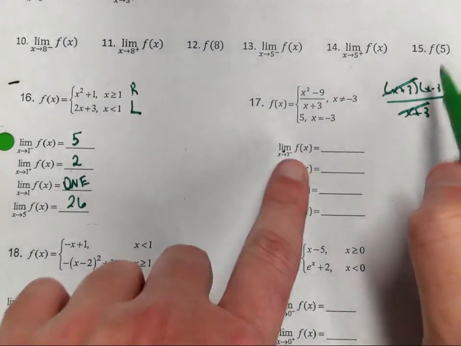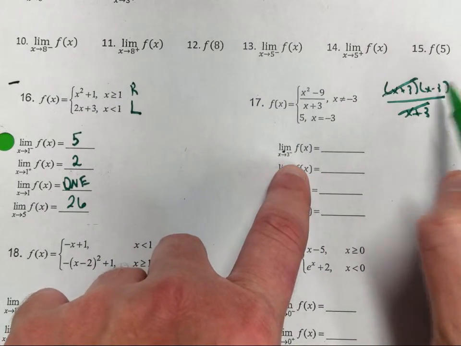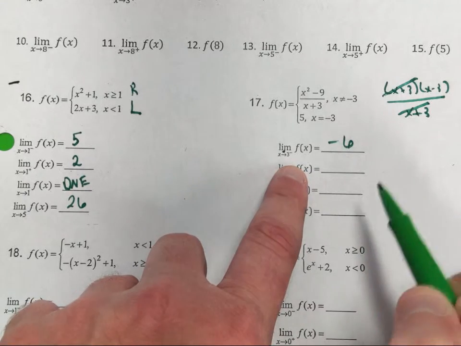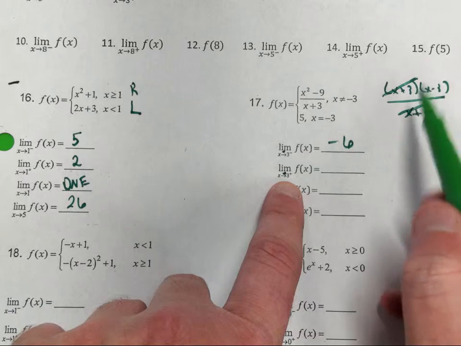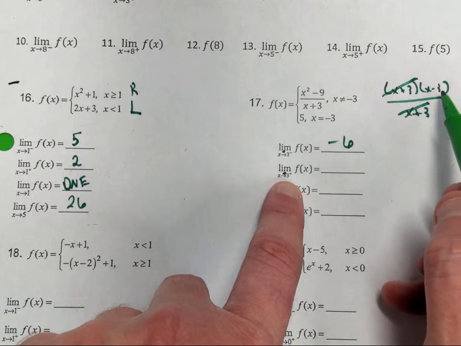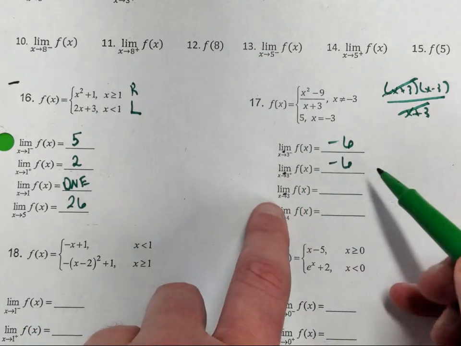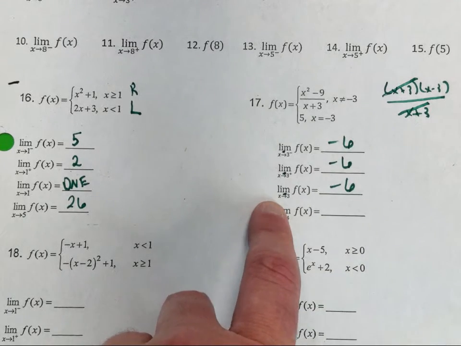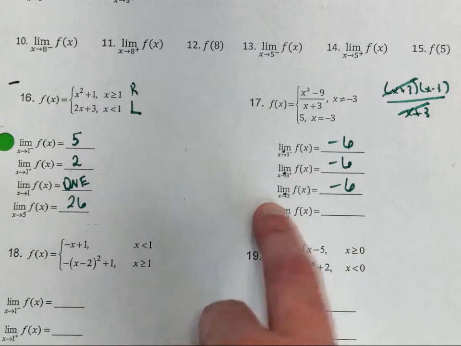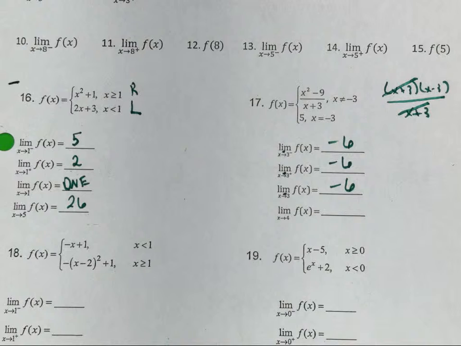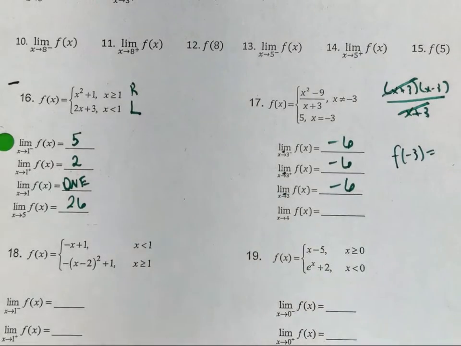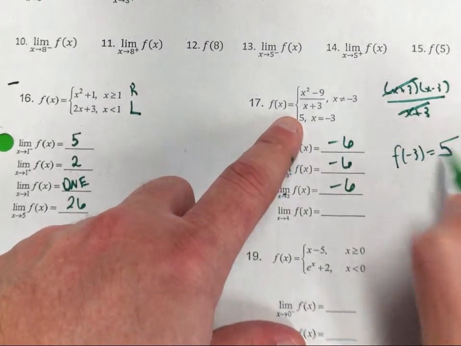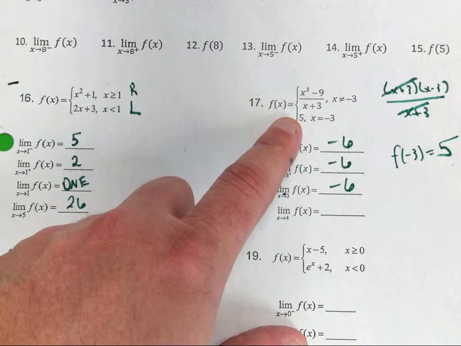Once I do that, what's negative 3 minus 3? Negative 6. From the right would be the same part, wouldn't it? What's negative 3 minus 3? So what's my overall limit? Negative 6. Now, let me ask you this question. If I asked you what f of negative 3 is, what would you give me? 5. Do you see the difference?